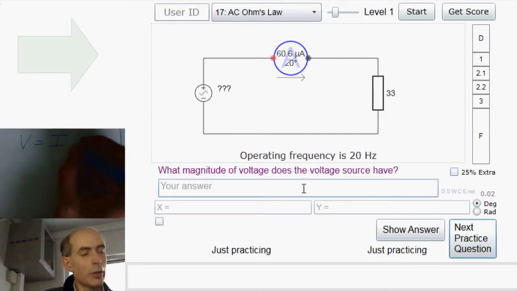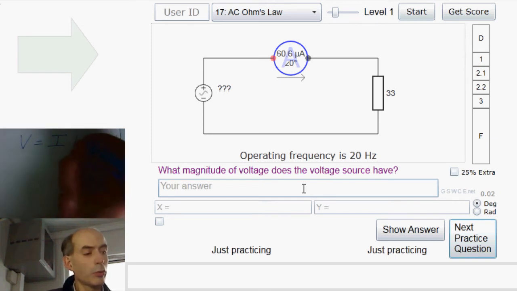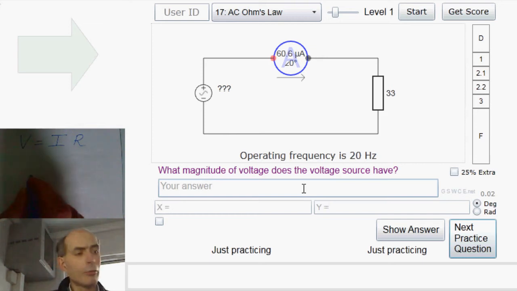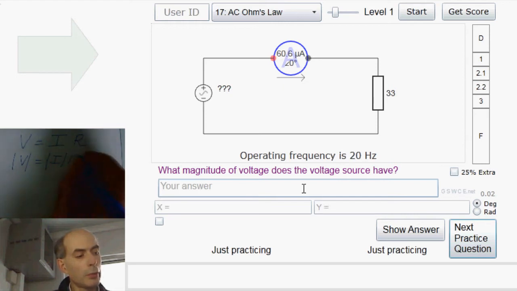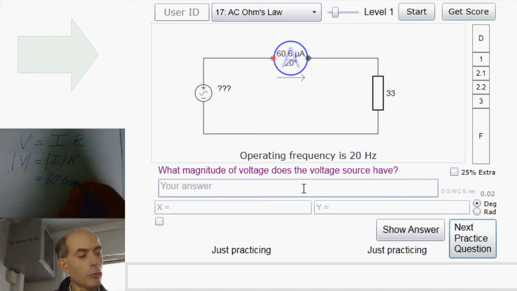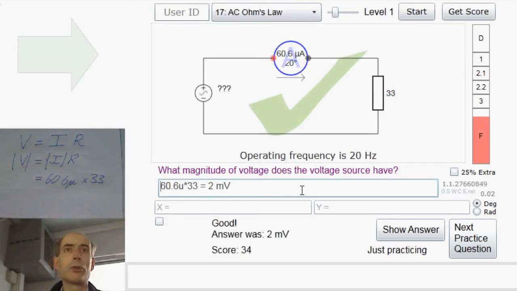equals I times Z, which in this case it's a resistor, so the impedance of the resistor is just R, equal to the resistor. This is just good old Ohm's law as we know and love it. If we want the magnitude of the voltage, we just have to take the magnitude of the current multiplied by the resistance, so that would just be 60.6 microamps times the value of the resistance, which is 33. Answer 60.6 micro times 33, and we're done.